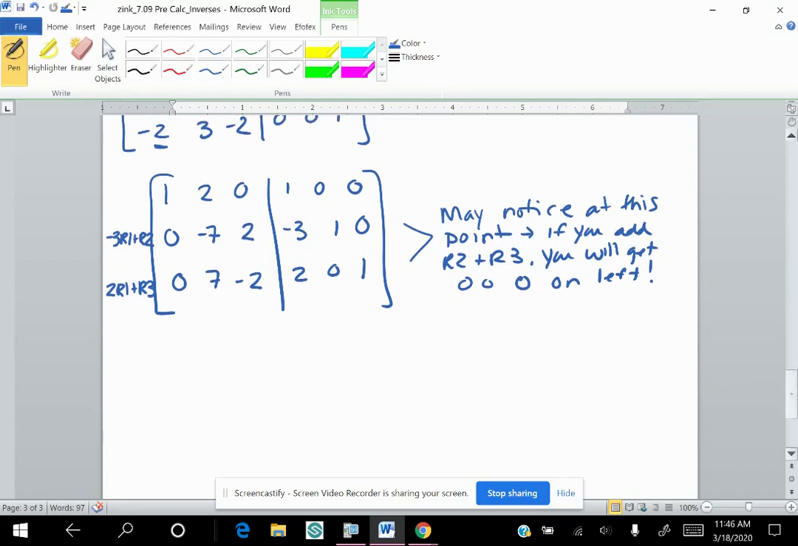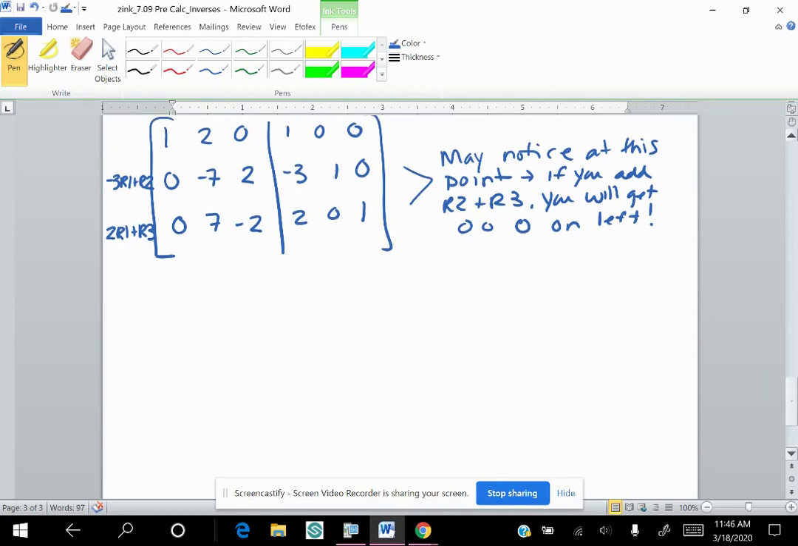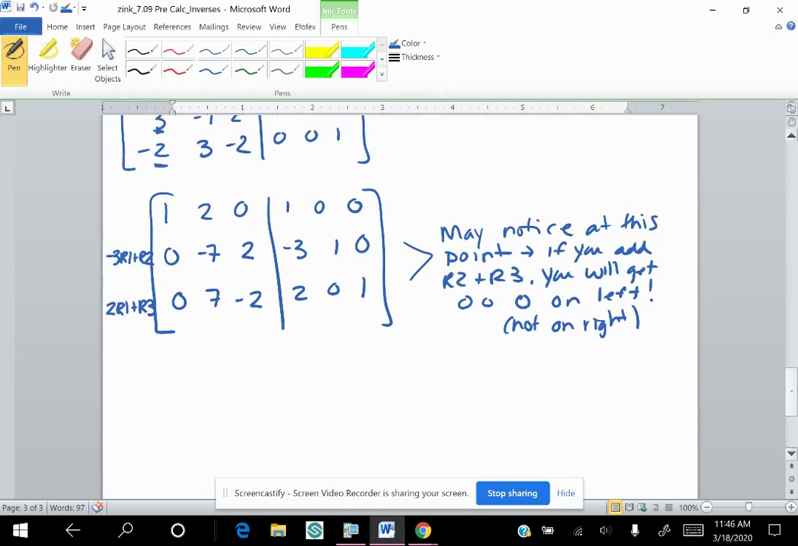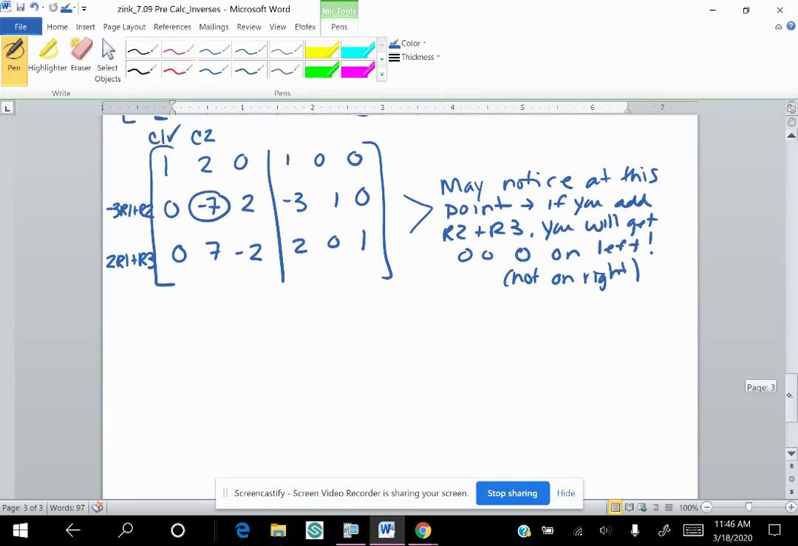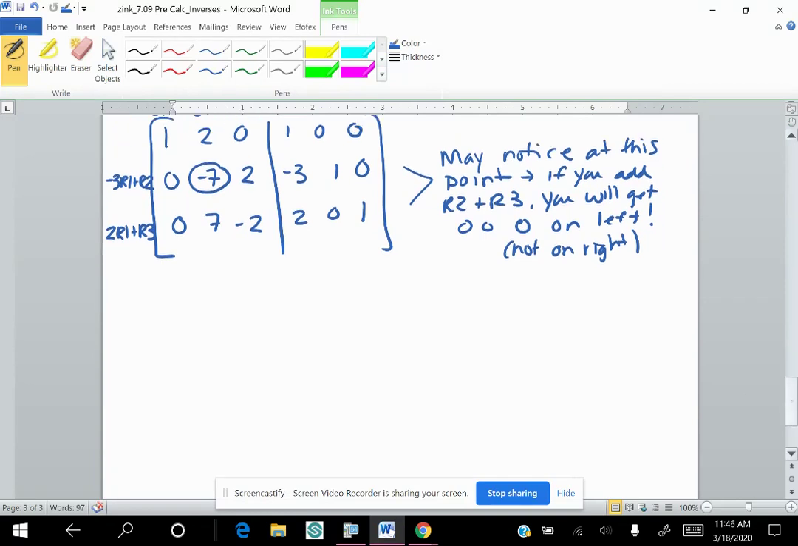Okay, but maybe you don't notice that. So maybe we continue, and let's see what happens if you didn't notice that. So now we're done with column 1. Column 1, check. Let's move on to column 2. So now we need to get this to become a 1. Okay, so whenever you're trying to get a lead 1, that's when you want to multiply. So you're going to multiply by its reciprocal.